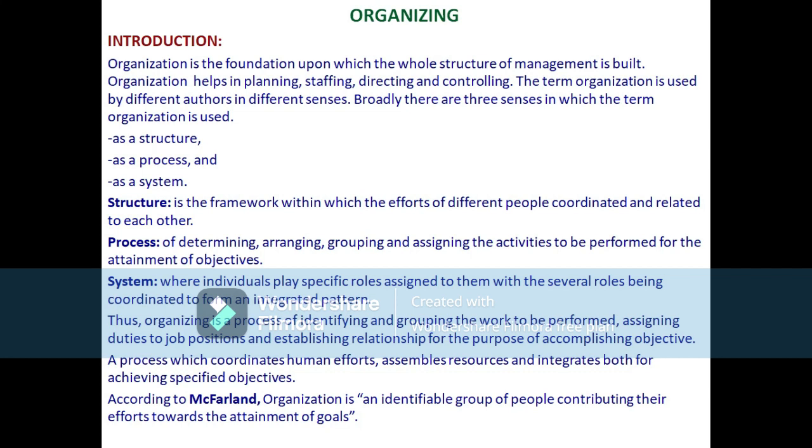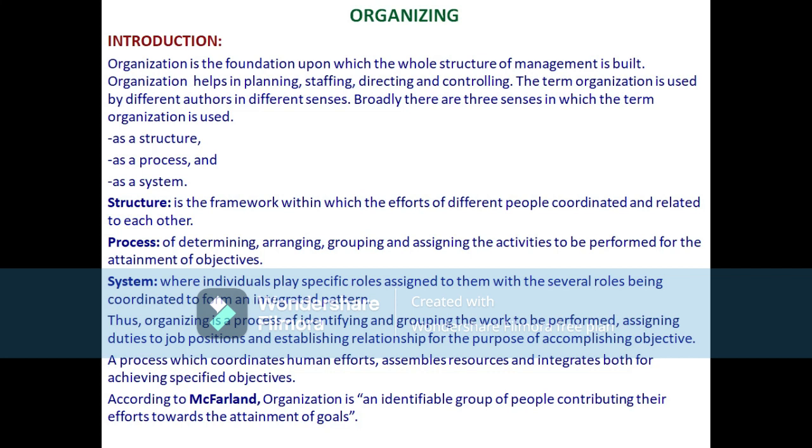Here we know that each individual has specific roles assigned to perform in the organization, and this leads to the coordination of all the departmental members of the organization, and finally they achieve the organizational goals by integrating all the individual specific roles. So these are the three senses that were studied under organizing. We may say this is the concept of organizing.